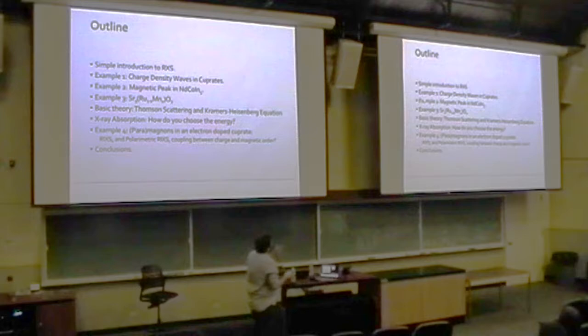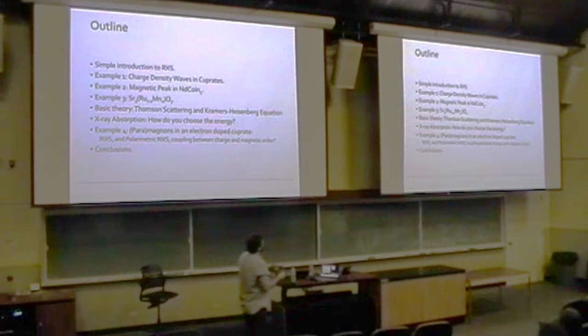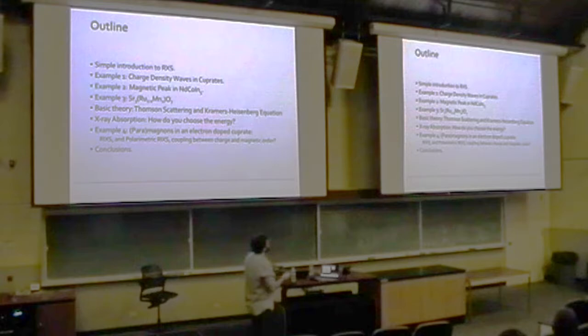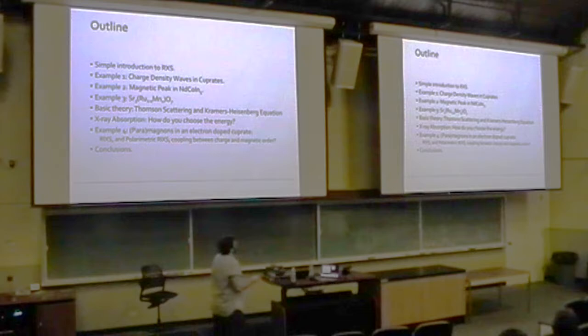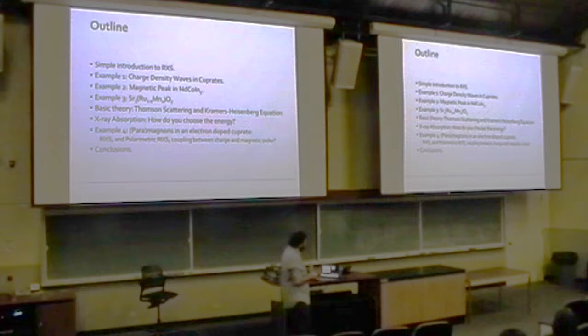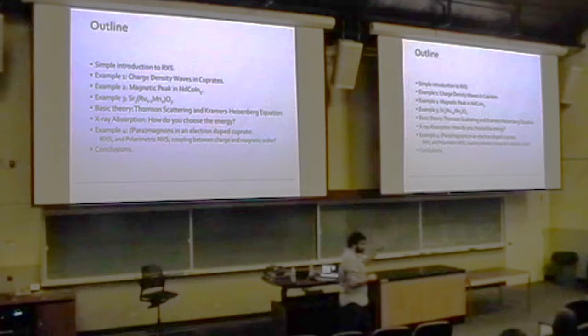So I will start by giving my simplest possible introduction to resonant X-ray scattering, and then I'll show you a few examples. The first one is of charge density waves in the cuprates. The second one shows that we can measure a magnetic peak in a material I've been studying recently. And the third example, I'll discuss a very acute experiment on calcium ruthenate, Ca3Ru2O7, doped with manganese. Okay. And then after these examples, I'll go a little bit into some of the basic theory.